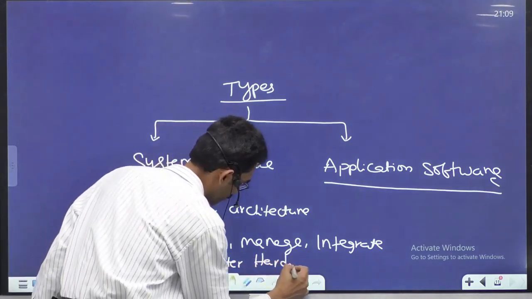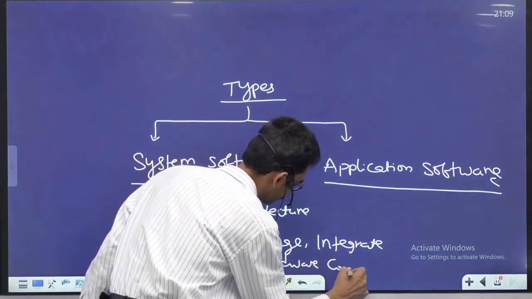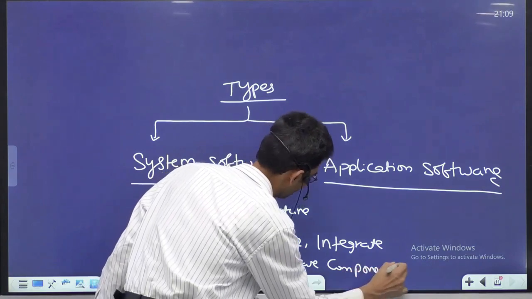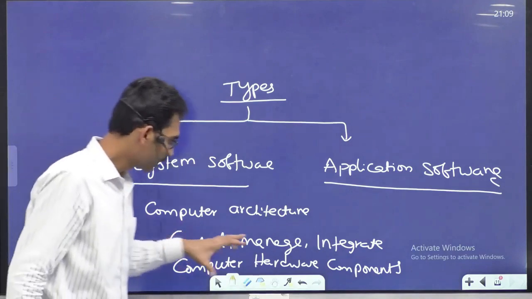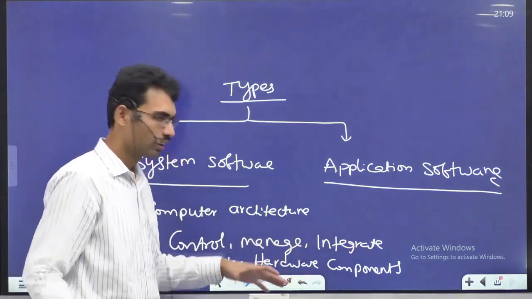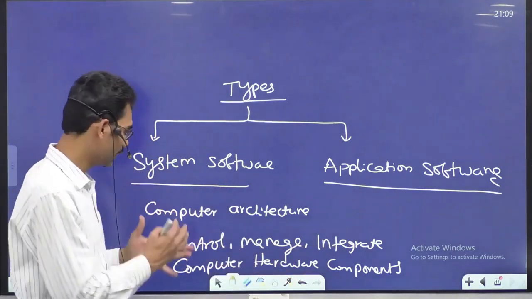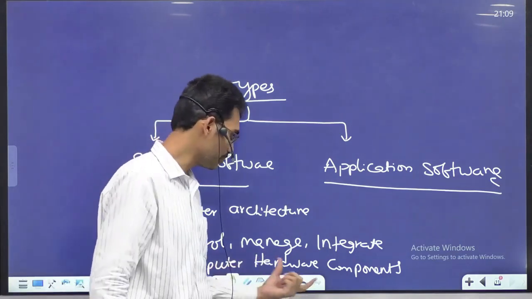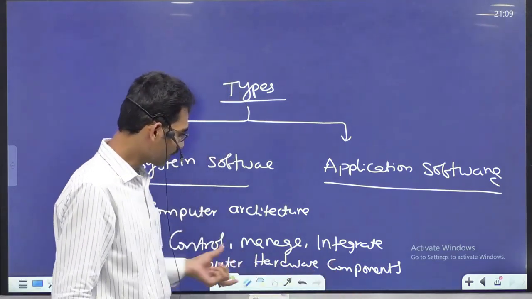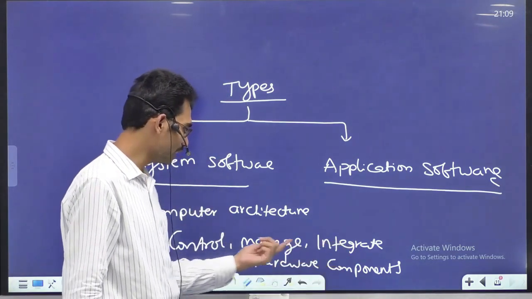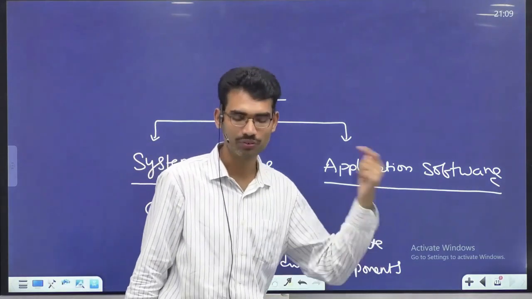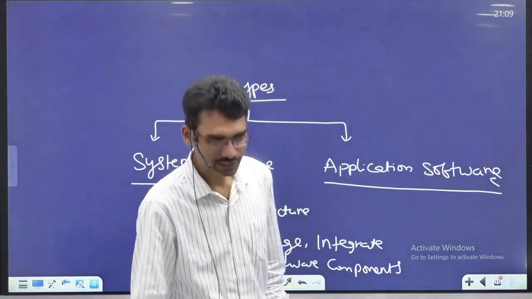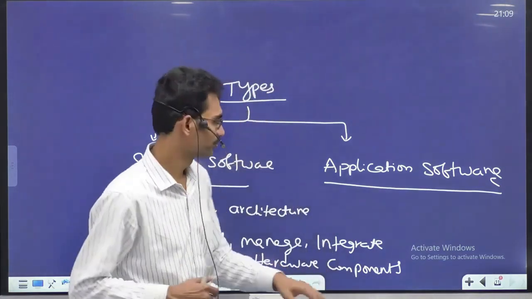Computer hardware components. So it is a computer architecture. Input, output, central processing unit, they are all physical components, computer hardware. Among these computer hardware, there should be an integrating mechanism that is done by computer system software. The best example is operating system.